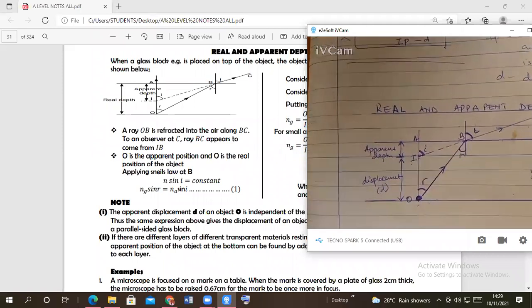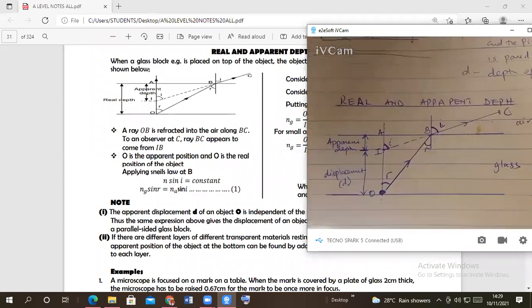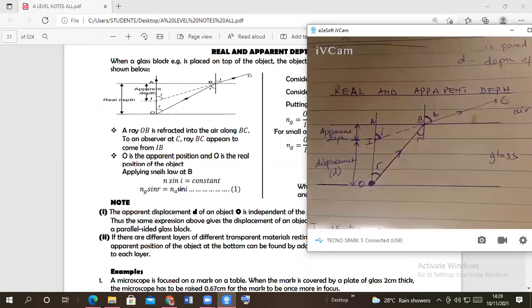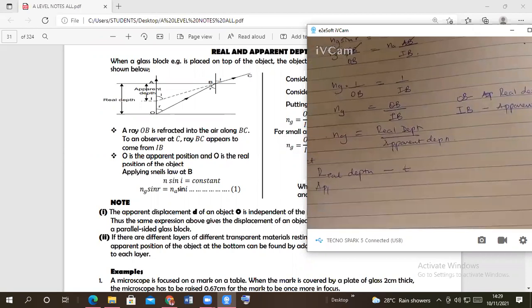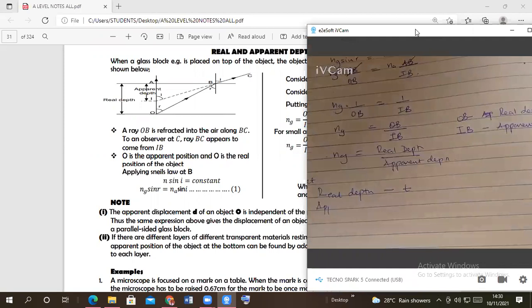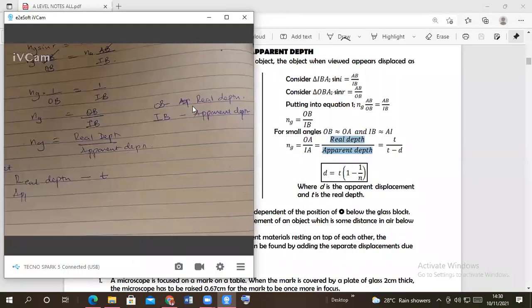So we use the formula that you have already derived. This formula, which is here, real depth over apparent depth. So we are going to use that formula, and we are going to determine the displacement D. That displacement is the distance between the real position and the apparent position. The real position and the apparent position.